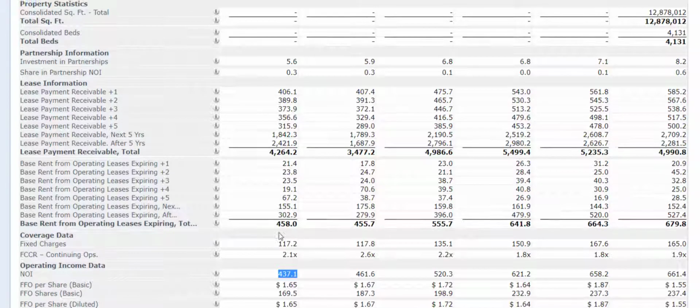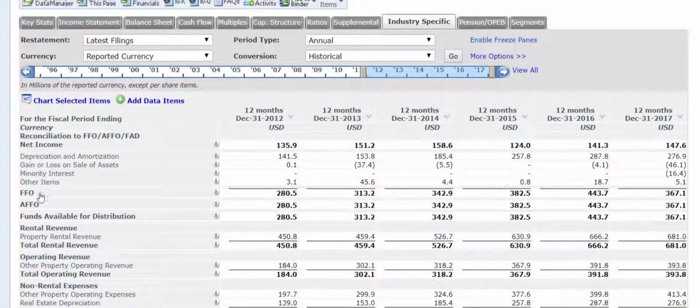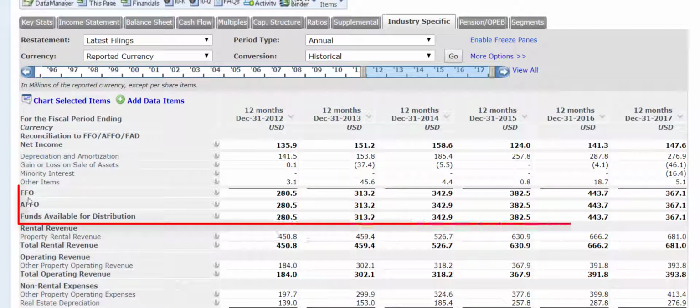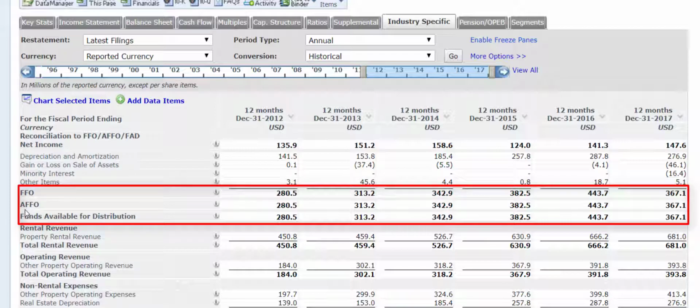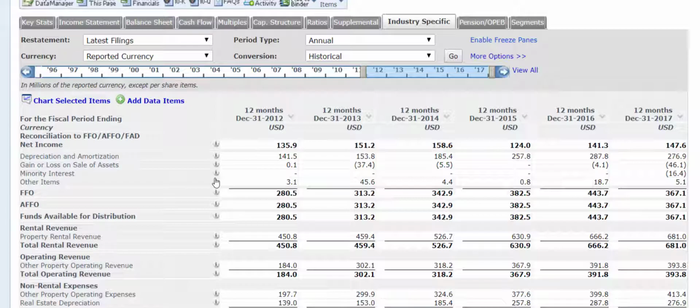It also gives you a lot of information about funds from operation and the adjusted funds from operation, and it shows you how it's actually computed over here. So this is a really good example of how to get this information in terms of the cash flows over time for a particular REIT. You have to go to that industry specific tab in order to get this information.